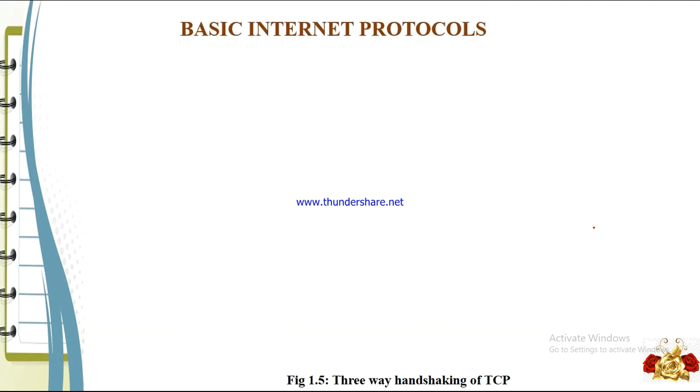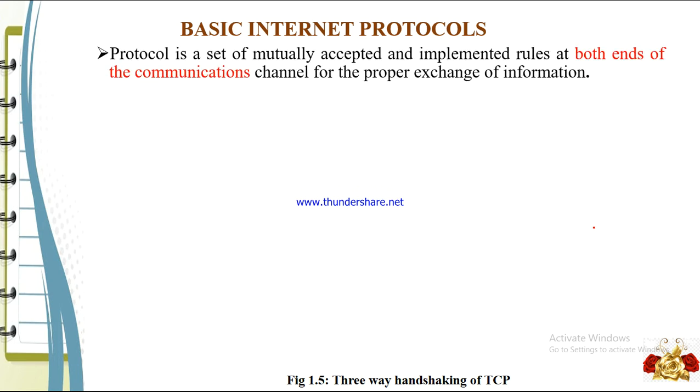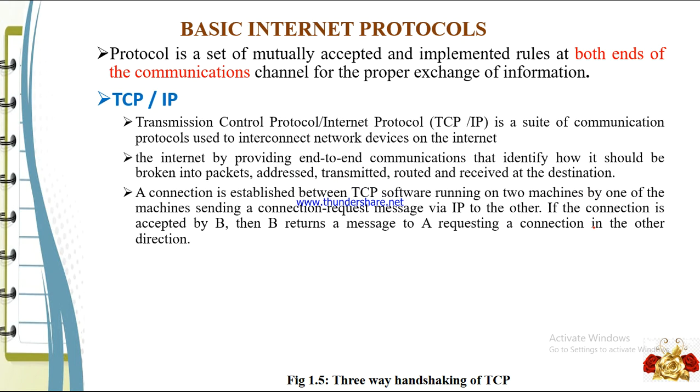Okay. Next, the basic internet protocols. In these basic internet protocols, we have to use the handshaking process, the three-way handshaking of the TCP/IP process. A protocol is a set of rules and regulations that is implemented at both ends of the communication channel for a proper exchange of information. We have to use TCP/IP. Okay, let's see the diagrammatic representation.